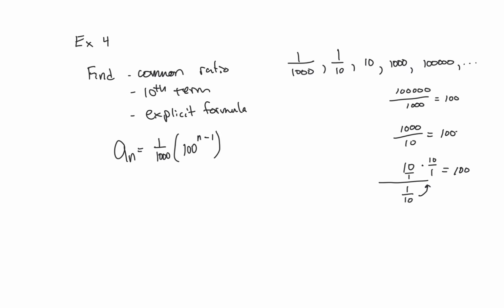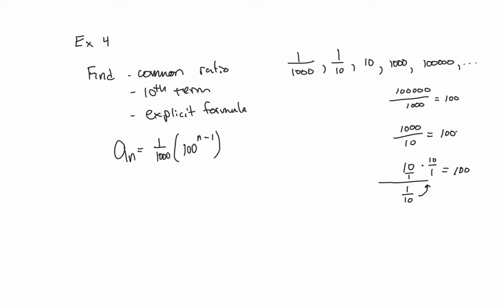You can try this by plugging in 1, do I get 1 over 1,000? If I plug in 2, do I get 1 over 10? If I plug in 3, do I get 10, and so forth. It's easy for you to just try to plug in 1, 2, 3, and get the numbers in your original list. You can definitely do that and make sure that you're getting it in the right way.